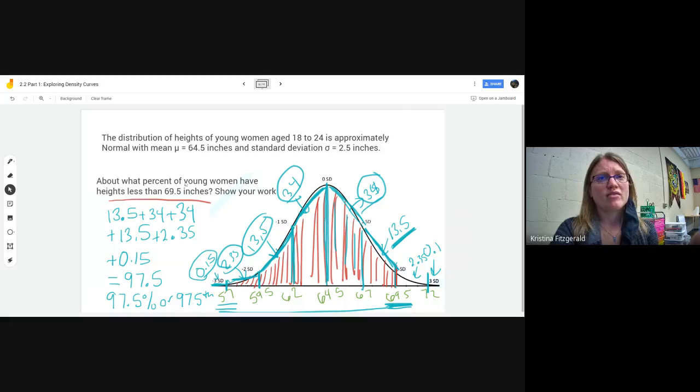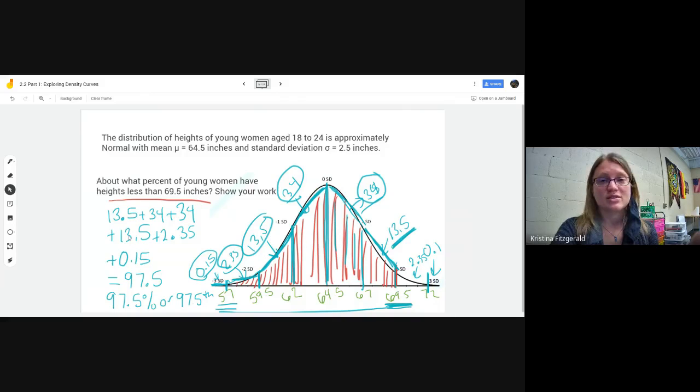It says about what percent of young women have heights less than 69.5 inches. I first marked out where 69.5 was in red, and since it says less than, I shaded to the left. Basically I want to find this area, but this is not a nice rectangle that I can just do length times width for. So I need to look back at my important ideas and thank the statisticians that figured out the various areas, if it's normal, that these areas apply every time. This section had an area of 13.5, the next one was 34, 34, 13.5, 2.35, and 1.5.